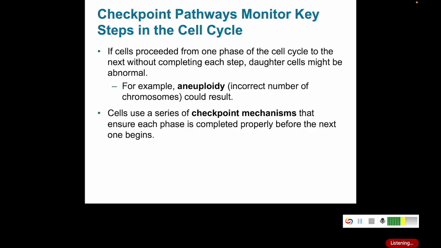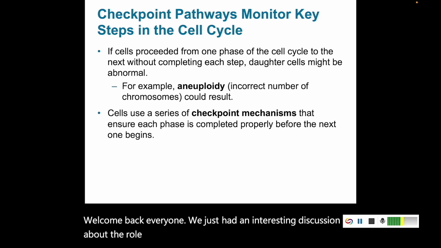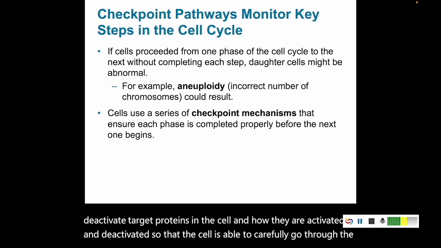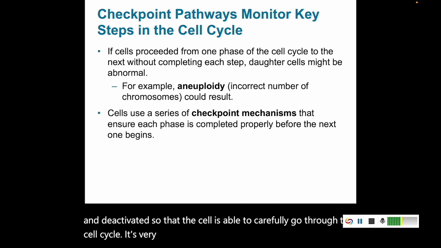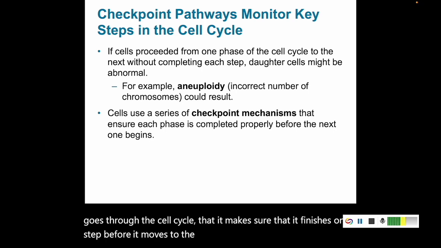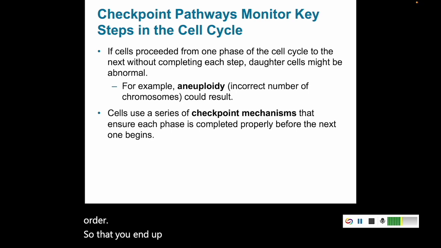Welcome back, everyone. We just had an interesting discussion about the role of cyclin-dependent kinases, how they activate and deactivate target proteins in a cell, and how they are activated and deactivated so that the cell is able to carefully go through the cell cycle. It's very important that the cell is able to regulate how it goes through the cell cycle, that it makes sure it finishes one step before it moves to the next, and that it's going in the correct order so that you end up with normal DNA in those daughter cells.